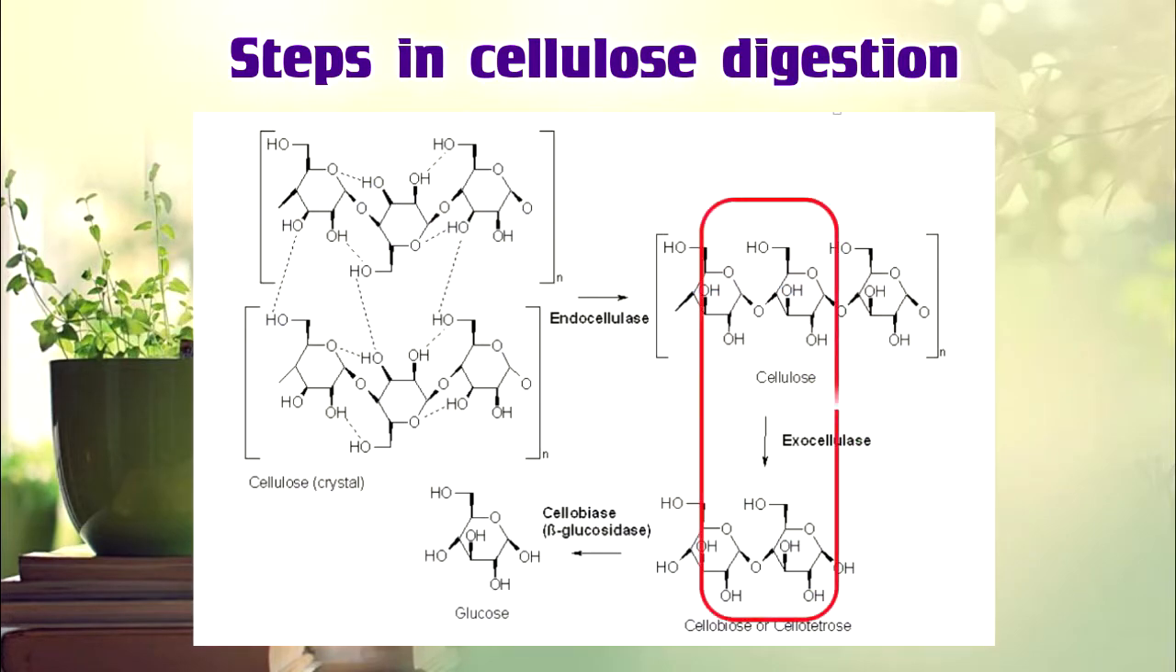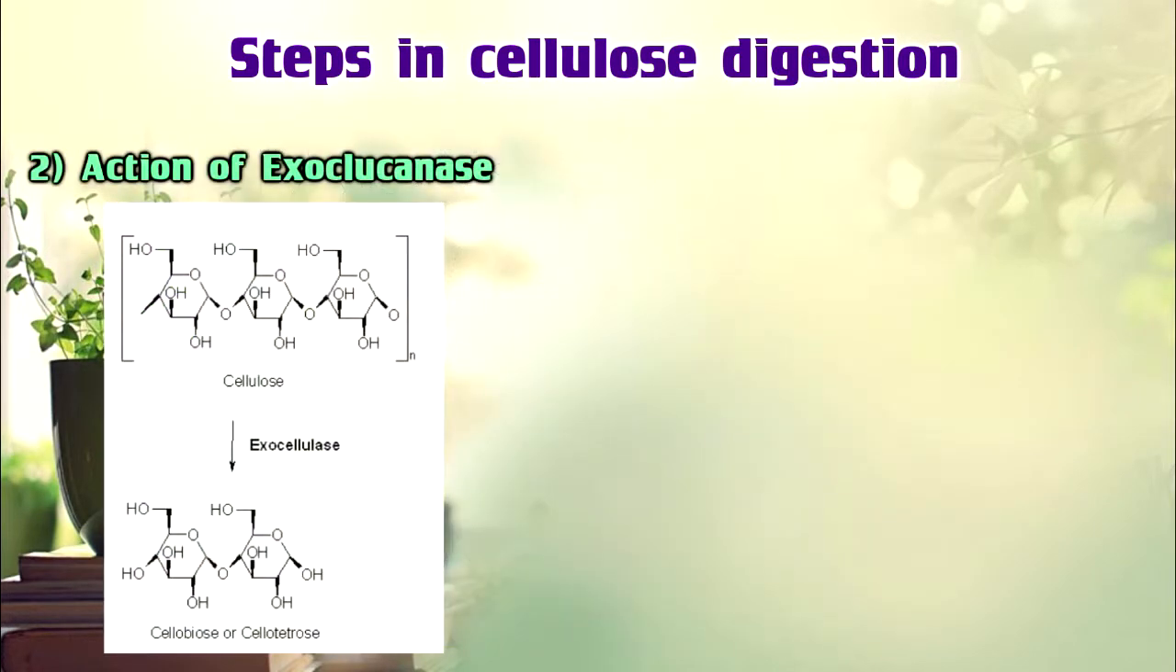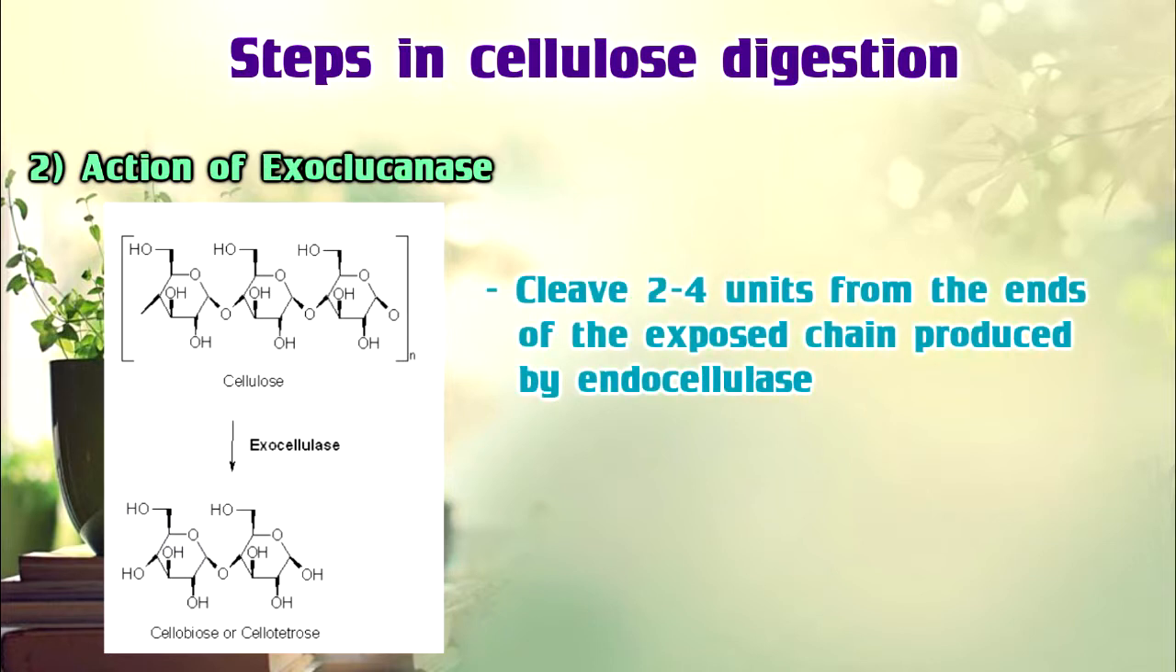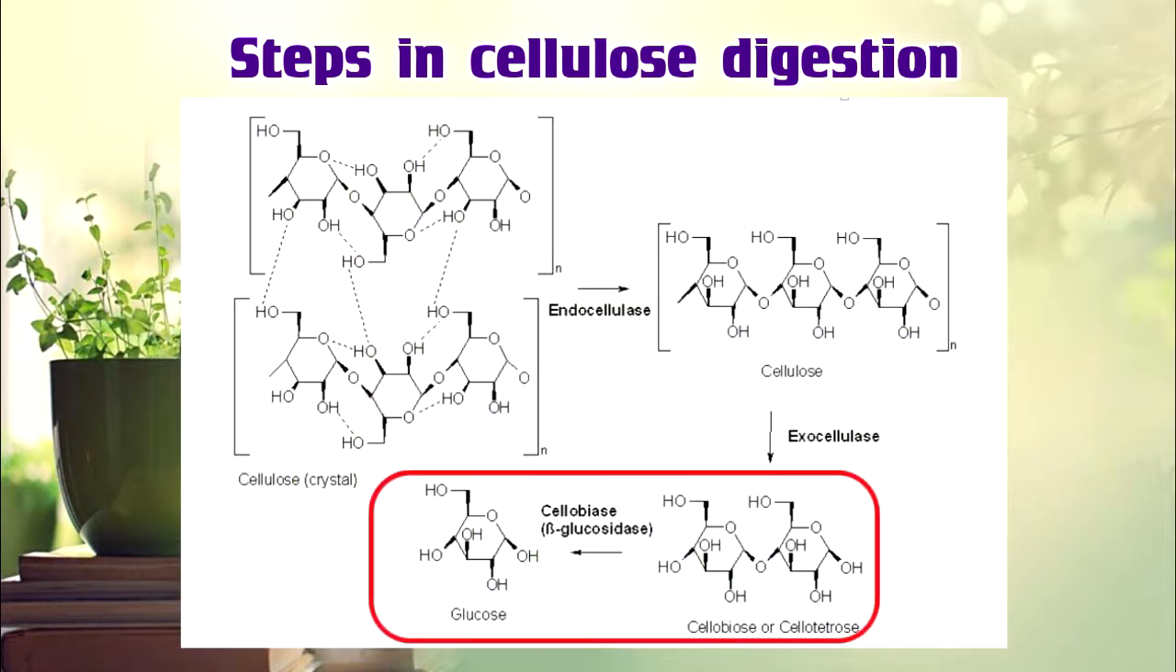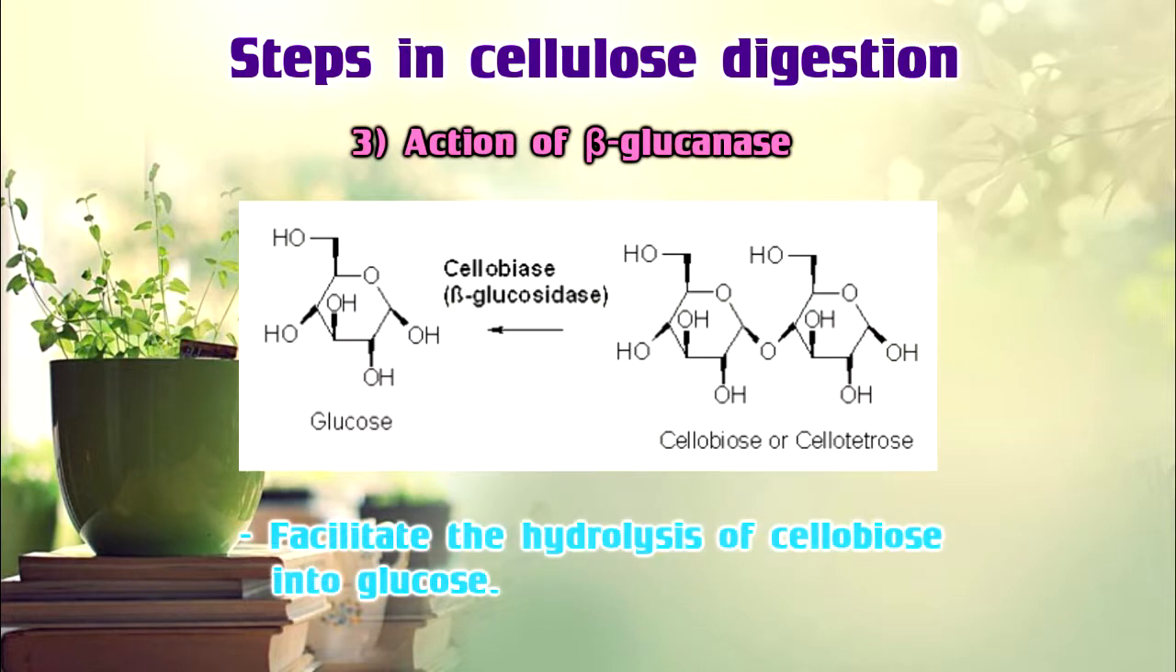Next, exoglucanase helps in hydrolysis of the chain end to break the polymer into simple sugars. It involves the cleaving of 2 to 4 units from the end of the exposed chain produced by the endocellulase. Finally, beta-glucosidase will facilitate the hydrolysis of cellobiose from the action of exoglucanase into glucose subunits. Now, the cellulose is completely broken down into glucose.